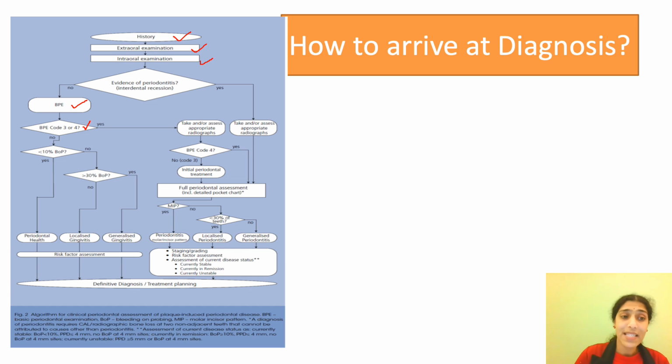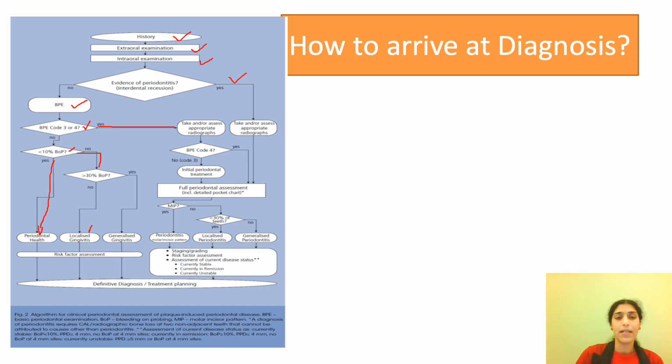If the BOP is less than 10%, that means it is a periodontally healthy patient. If the bleeding on probing, the full mouth bleeding score, is greater than 30%, then it is probably a generalized gingivitis. If it is between 10 to 30%, it is a localized gingivitis. I told you this when I was covering the bleeding score. So whenever the BPE scores are 0, 1 or 2, the BOP is the one that decides whether the patient is healthy or has gingivitis based on the bleeding scores.